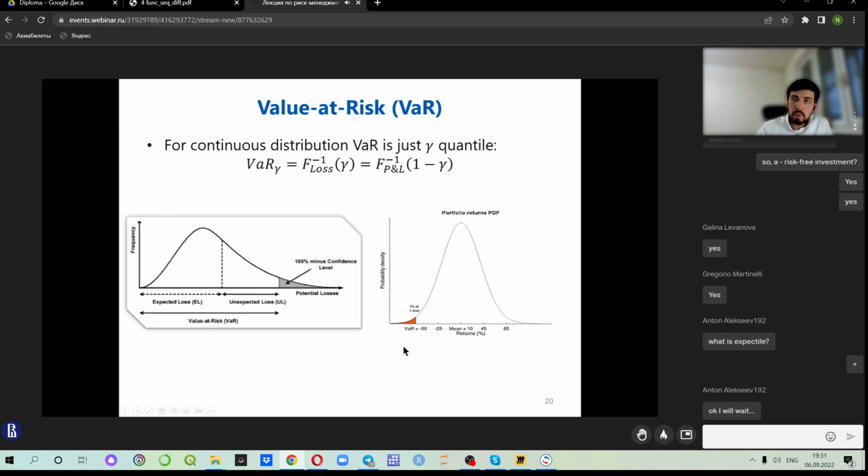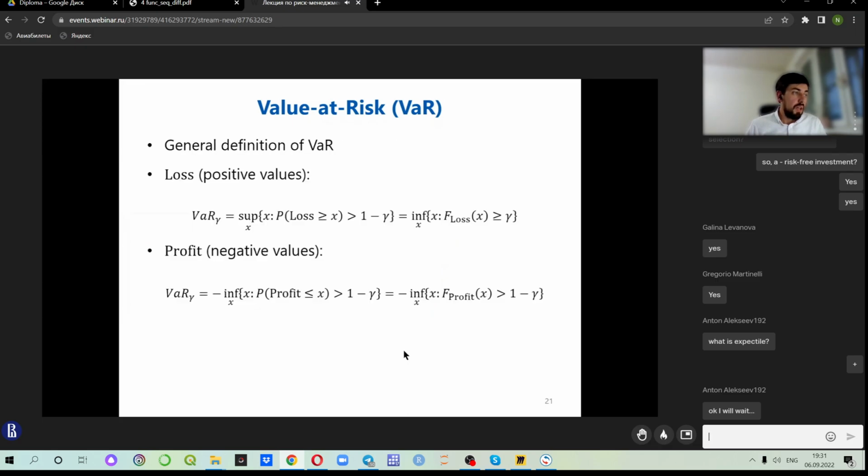But here we deal with continuous distributions, something that represents risks that are pretty close to continuous distributions. But at the same time, we're going to deal with discrete distributions as well. And regarding discrete distributions, we need to slightly change the definition of the quantile.